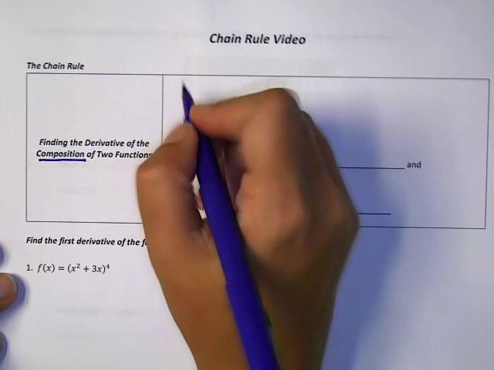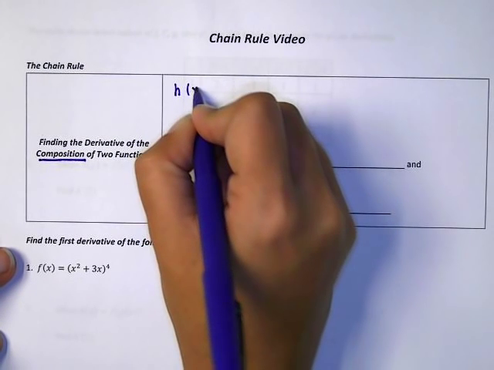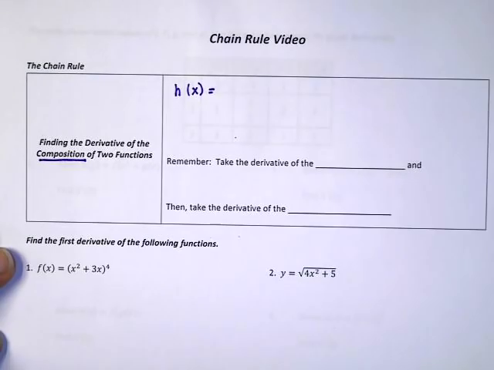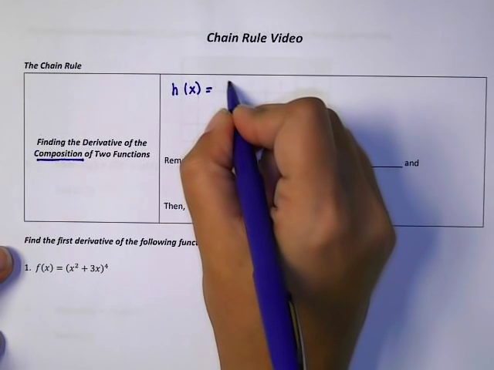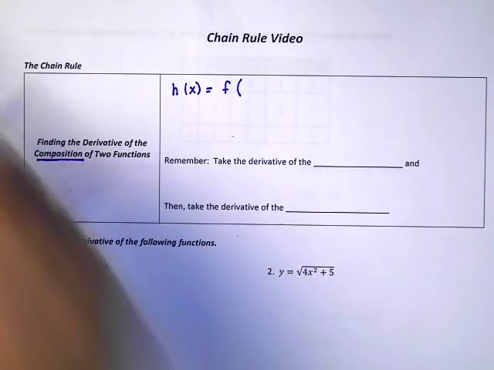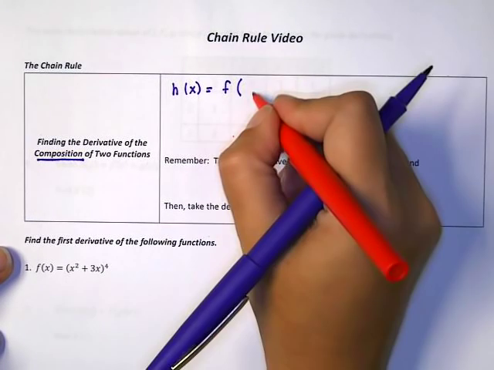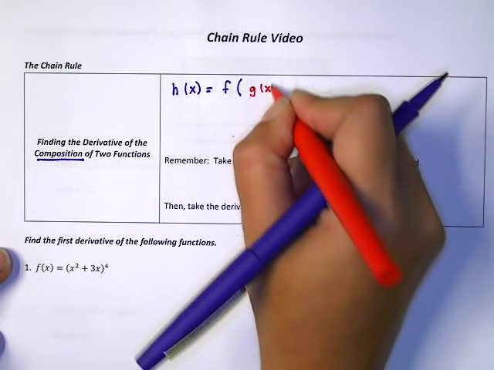You may remember learning that sometimes functions can be composed by combining or putting one function inside of another one. For example, sometimes functions can be written like this. H of x is going to be f of, and then inside of there, instead of an x, it would be g of x is on the inside.